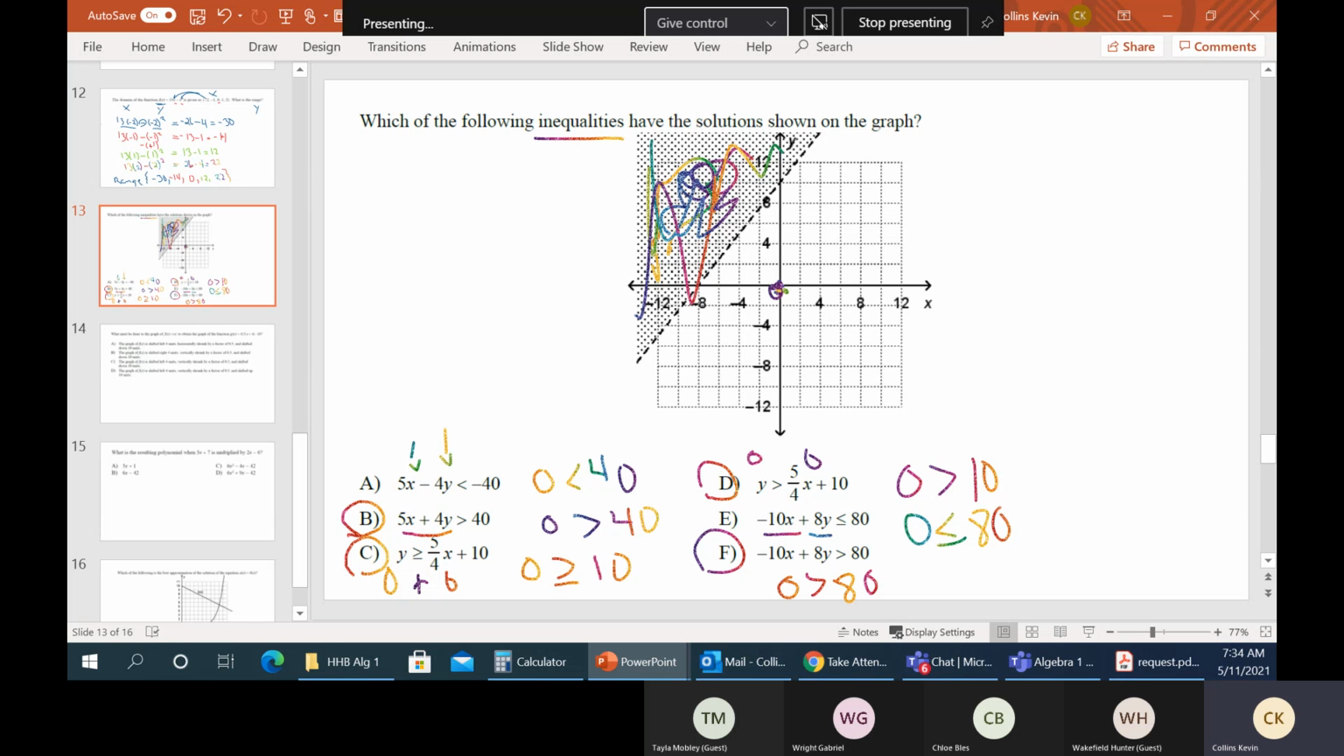So in these, I would always pick 0, 0 because it's easy to plug in because it pretty much just turns everything into 0 that has an X or a Y to it, right? And then again, if that is included in the shaded part, you'd be looking for true statements. If it's not included in the shaded part, as we have here, you'll be looking for the false statements. Does it make sense?